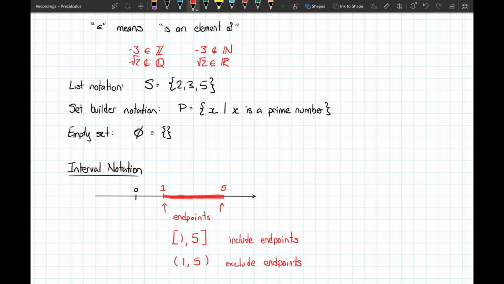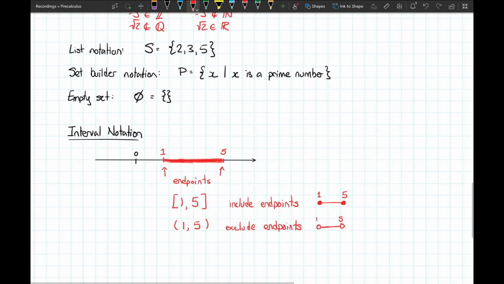And so when we're putting a line segment on the real number line, it's also good to include some sort of notation, whether it includes the 1 and the 5. We would have to use a filled in dot from 1 to 5 to include the endpoints. And if we use a hollow circle, that does not include the endpoints.